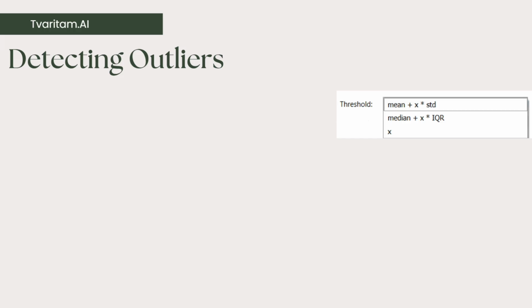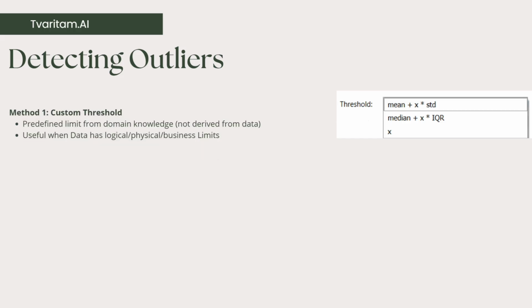To detect the outliers, the first method is to have a custom threshold. It is best used when you have domain knowledge about the valid limits. Like, age cannot be negative, so we can set a lower bound of 0. Body temperature cannot exceed something close to 40 to 43 degrees Celsius, so we can set an upper cap. Or temperature in Kelvin cannot physically go below 0 Kelvin.